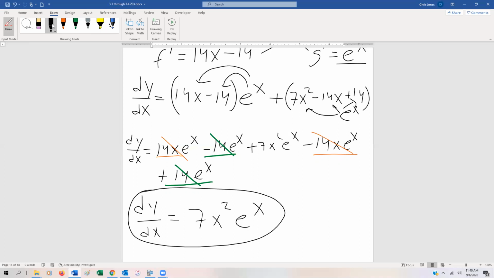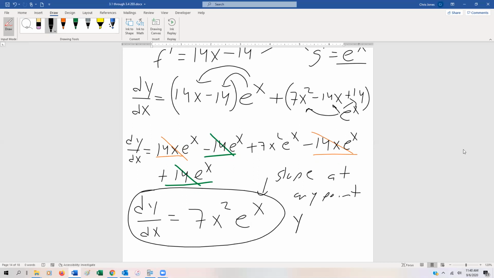And remember what this does. This finds the slope at any point on y. Right? So that's important. We have to make sure that we remember what it is that we're actually finding. We're finding rates of change.